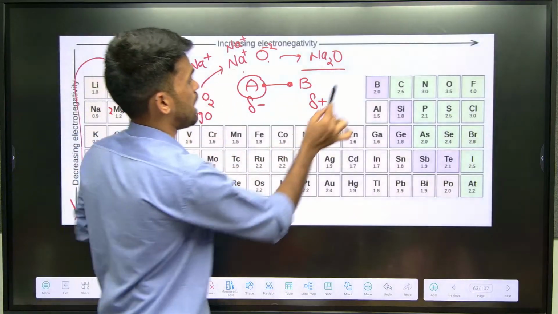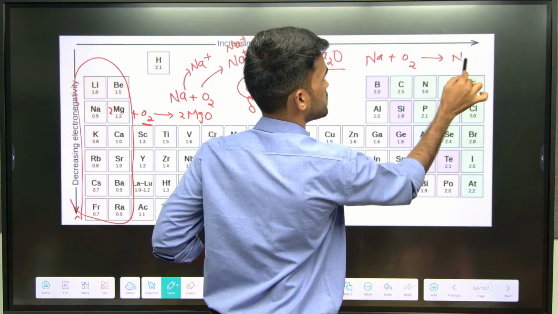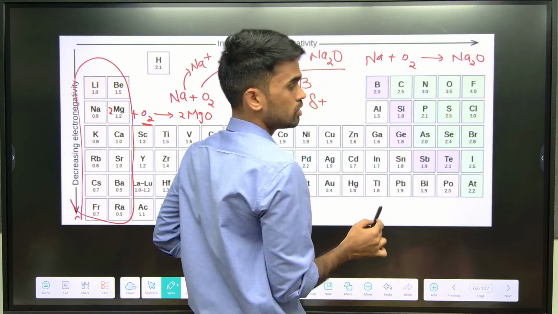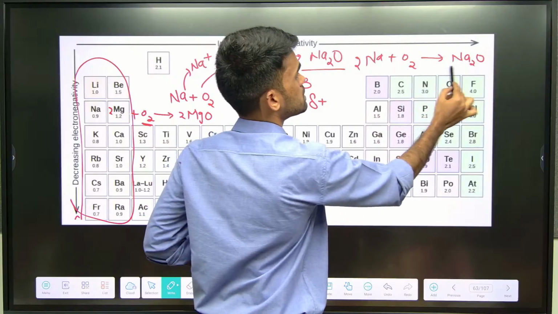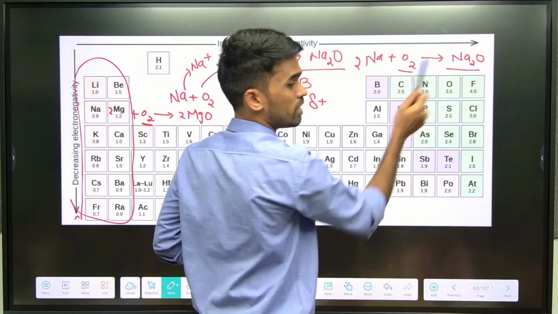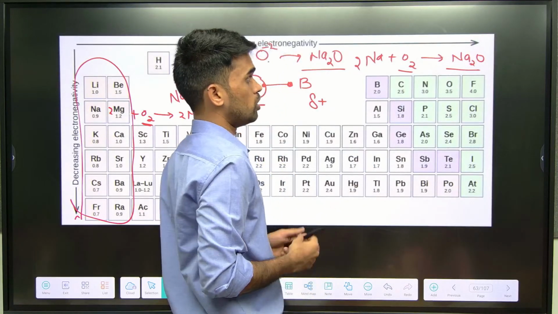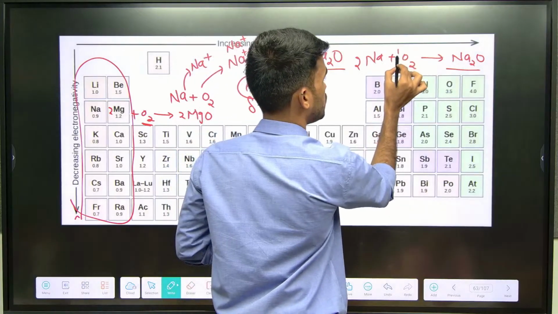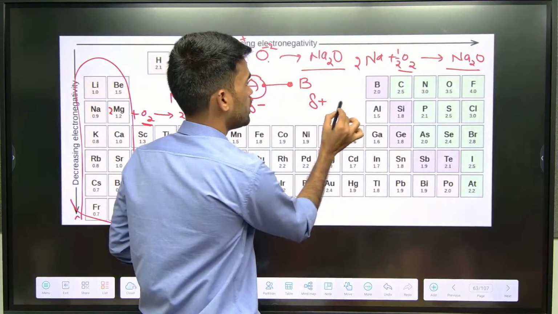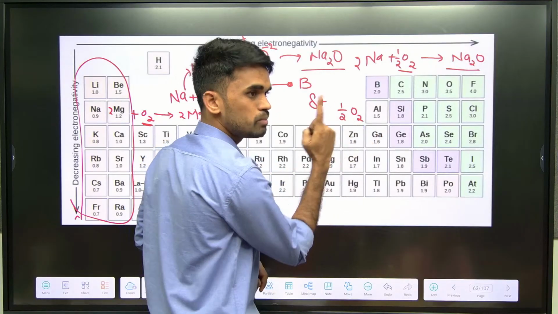Here also try to balance this. Na plus O2 gives rise to Na2O, I am saying. How can you balance this? 2 Na, this is fine. Next. See, this is 2 oxygen atoms, here only 1 oxygen atom is there. Tell me. So I can either write here 1/2. 1/2 O2 means how many? 1/2 into 2. It means 1.